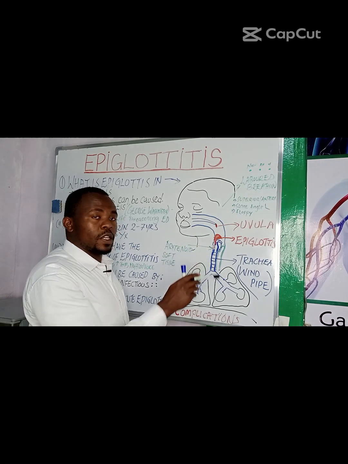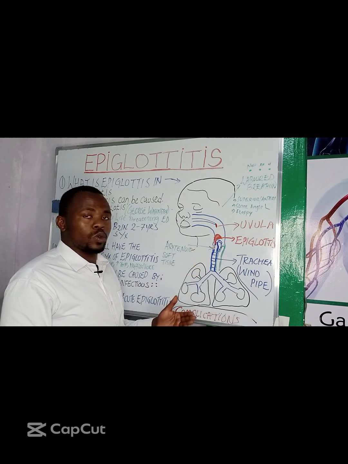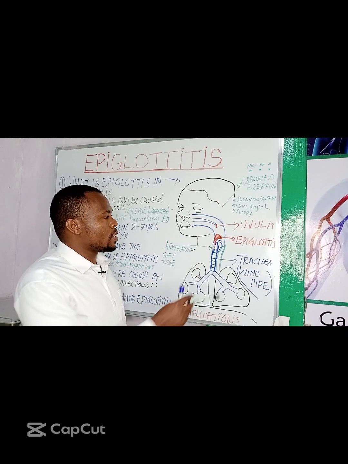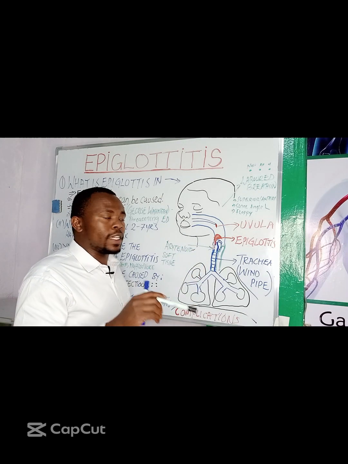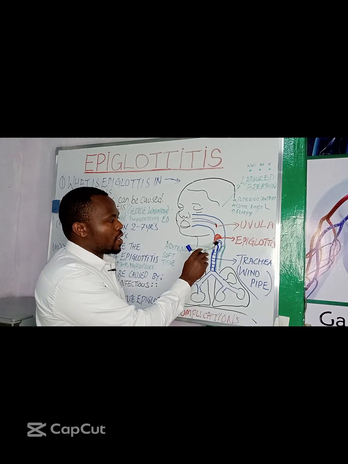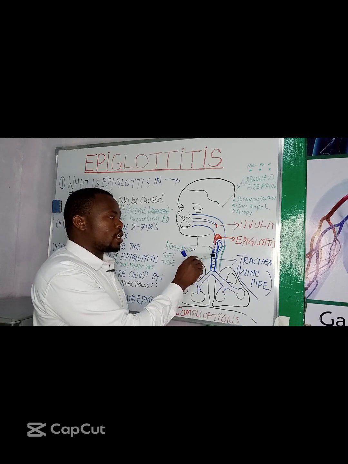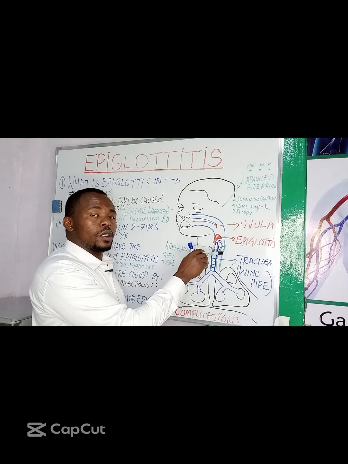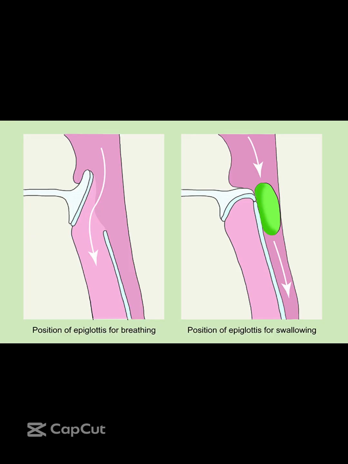We have said the main function of the epiglottis is to move down. When you are swallowing food or liquid, the epiglottis moves down and acts as a lid that will cover the windpipe or the trachea, making sure that food or liquid does not enter into your pipe. That is the main function of the epiglottis.